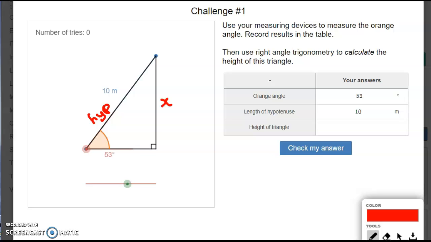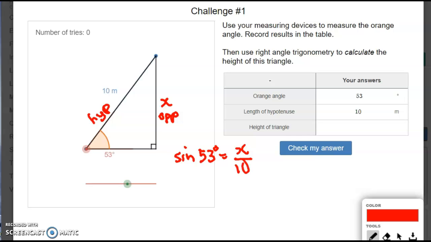And x is relative to the reference angle. This is across from the reference angle, so that means this is the opposite side. So we're dealing with a trig ratio that deals with opposite and hypotenuse. Which is that? That's the sine, isn't it? So we can write sine of 53 degrees is equal to opposite, that's x, over hypotenuse, and we're told that was 10.